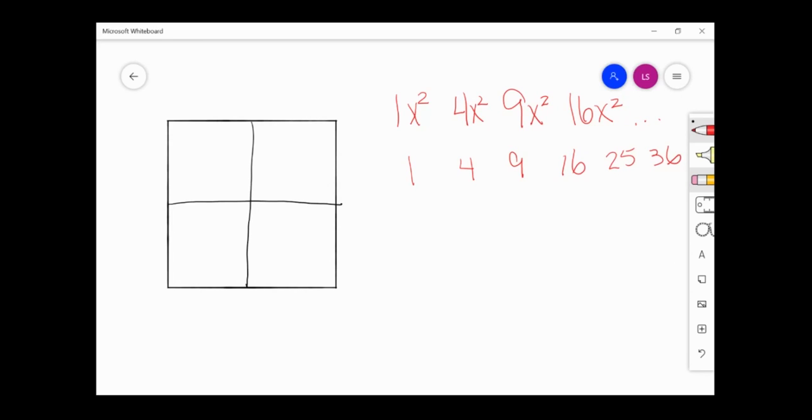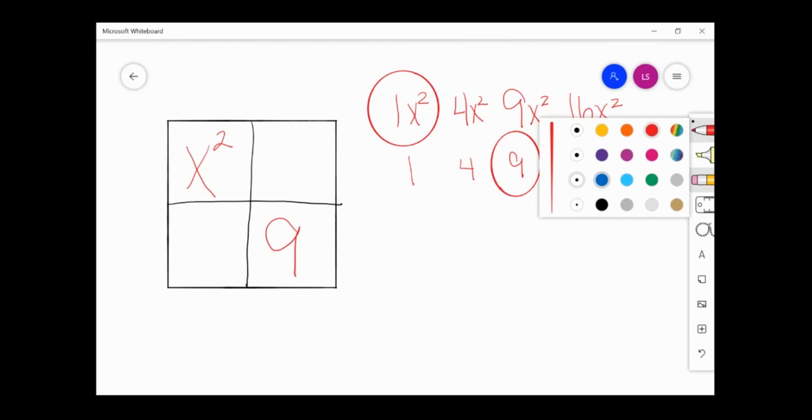So what I'm going to do is I'm going to fill this in partially. Let's just start with x squared first. So I'm going to write x squared right here. So here's our perfect square. And then I'm going to write, let's say, 9. Okay, so I'm going to put a 9 over here. Now, how would I fill in the rest of the boxes?